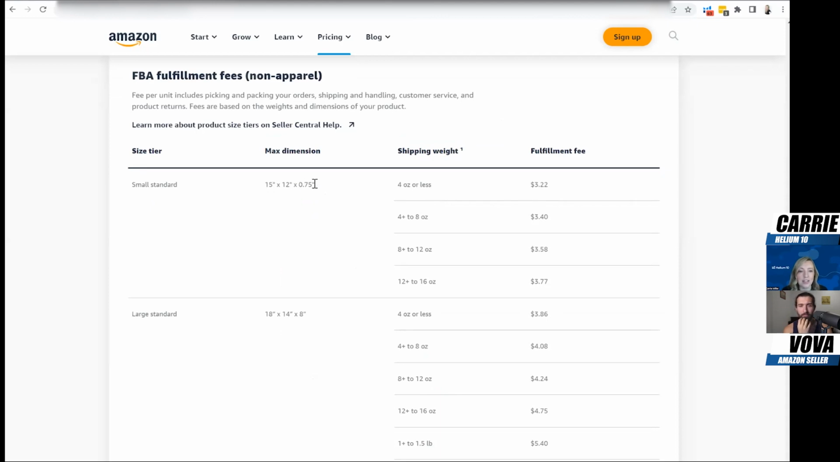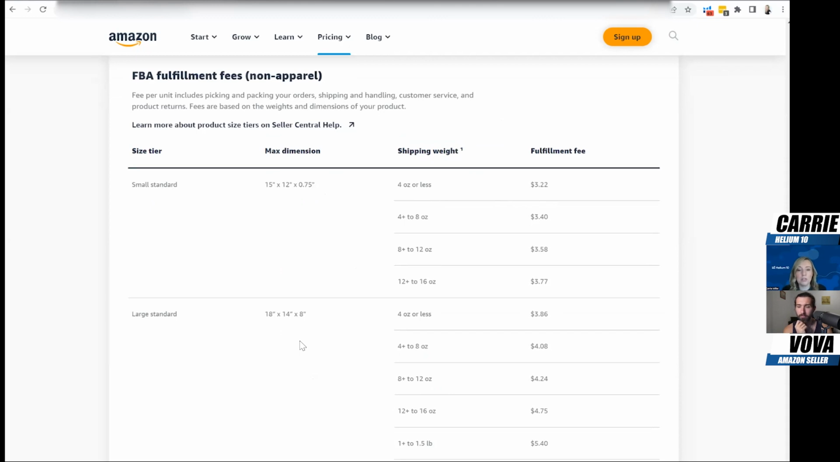Now, if you're just a little bit higher than this dimension, you're going to be put into large standard. I actually have had this happen to me, where the packaging, I thought it was a certain size, and then the factory sent it and it was just a tad bit bigger and it pushed me into the large standard. And that really, really cut into my profitability.